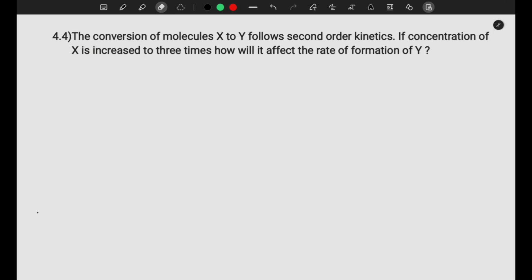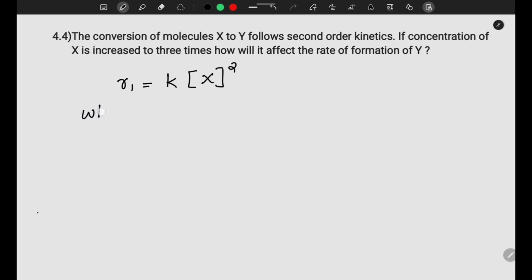The conversion of molecule X to Y follows second order kinetics. If concentration of X is increased to 3 times, how will it affect the rate of formation of Y? So what's the initial rate according to the question? It is a second order kinetics. That means rate is equal to K into concentration of X raised to 2. That is the initial rate.